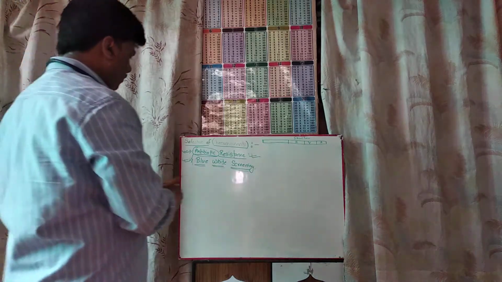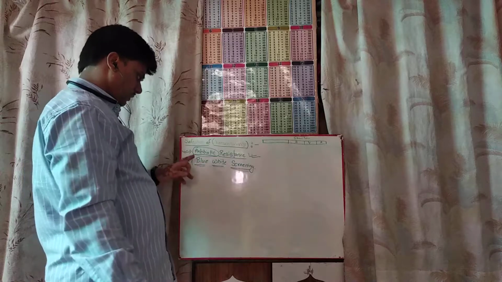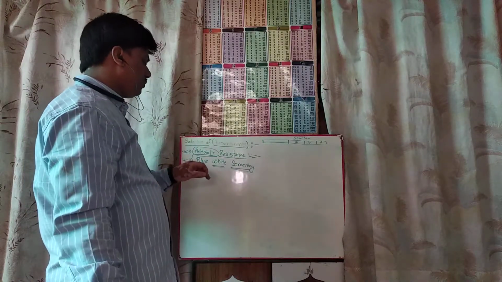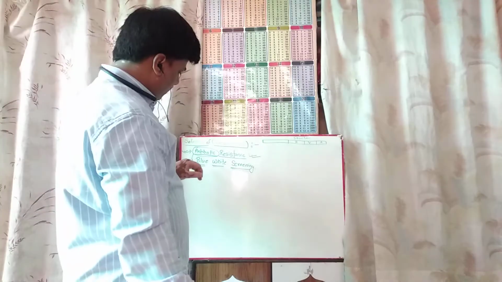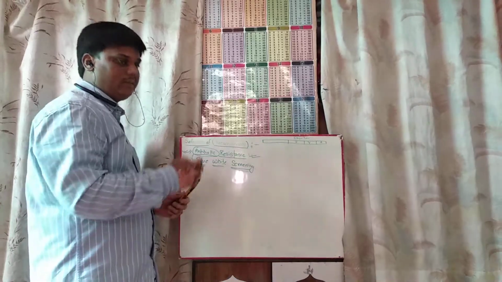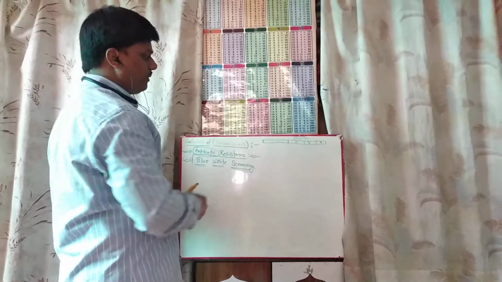Dear friends, now we will move towards another method of selection of recombinants, that is blue-white screening. This blue-white screening strategy is used to find out the recombinants.